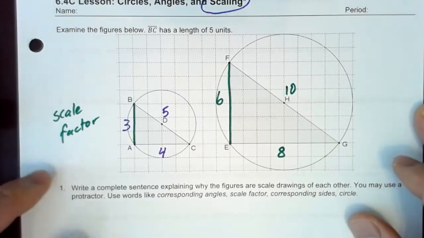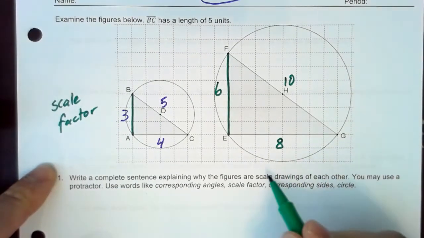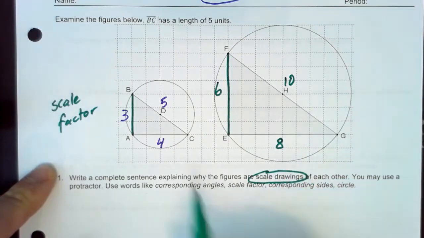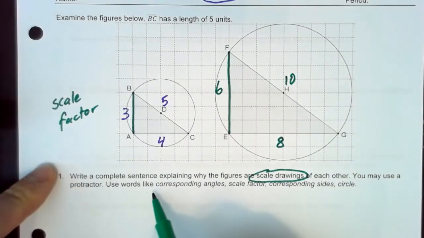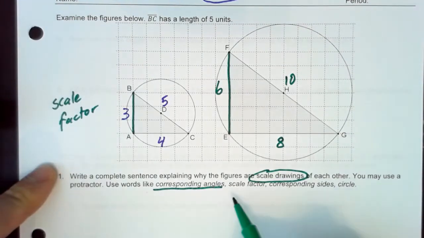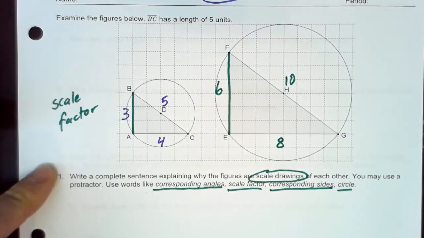Okay. It says write a complete sentence explaining why the figures are scale drawings of one another. Why are they scale drawings? You may use a protractor. Use words like corresponding angles, scale factor, corresponding sides, and circle.